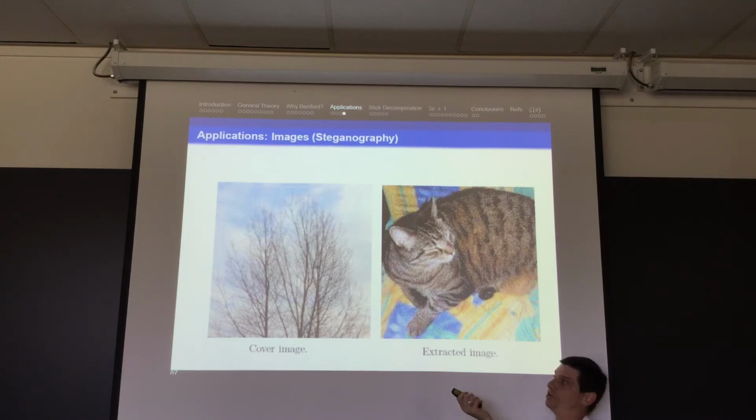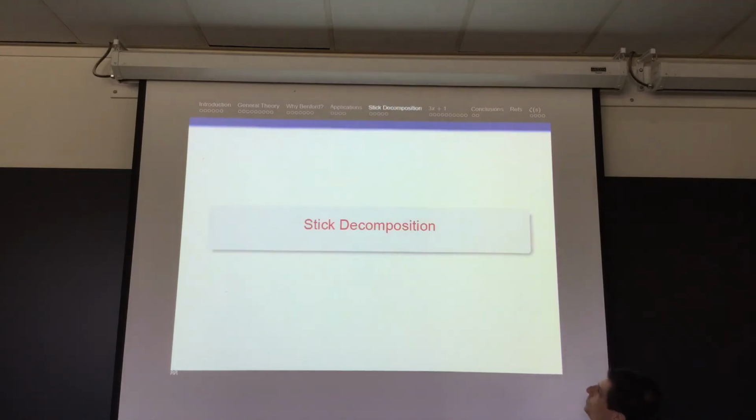It'll be a slightly lower quality image, but you can actually have messages written. It doesn't have to be a cat. It could be a real just text message. And in fact, in terms of the quality of the image, some of the pixels will actually be right anyway. So there's a lot of stuff you can do in terms of hiding messages. Benford can often detect when something has been modified. All right, what I want to do now is I want to talk about stick decomposition and 3x plus 1.